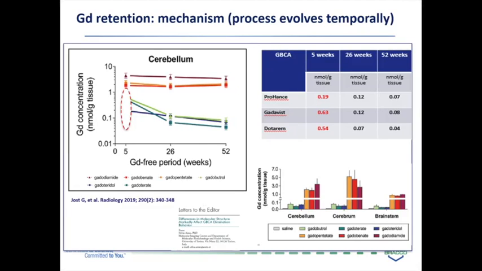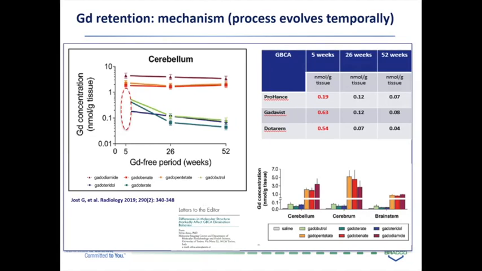Animals injected with linear agents were found to retain much more gadolinium than those injected with macrocyclics. For macrocyclic GBCAs, the cerebellar gadolinium concentrations decreased significantly between week 5 and 52. Of note, while similar gadolinium concentrations were found at 26 and 52 weeks for the macrocyclic GBCAs, concentration in the cerebellum at week 5 after ProHance was roughly 3 times lower than for Gadavist and Dotarem, as highlighted in a letter to the editor by Jaime and colleagues.